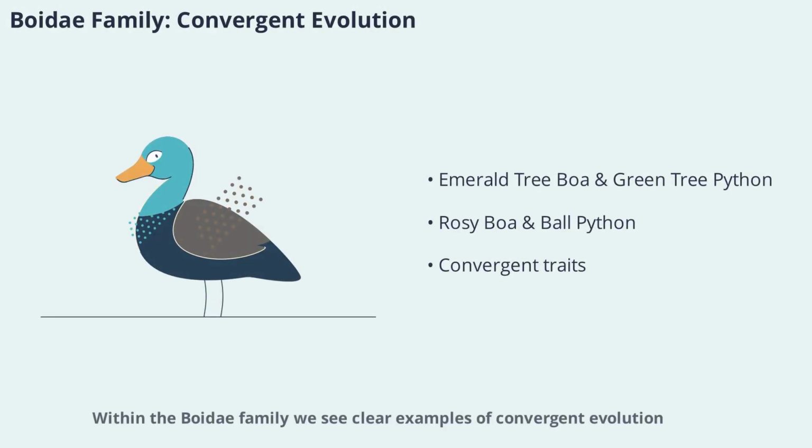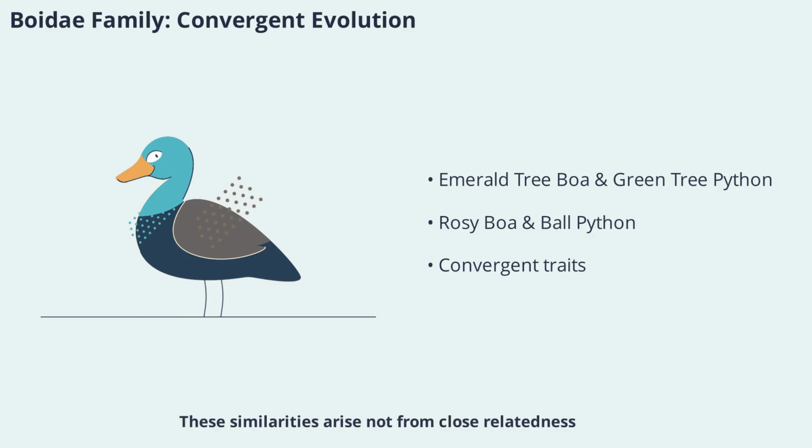Within the Boidae family, we see clear examples of convergent evolution. The emerald tree boa and green tree python, though from different continents, share similar green coloration and arboreal habits. Likewise, the rosy boa and ball python, both ground dwellers, exhibit brown coloration and similar body shapes. These similarities arise not from close relatedness, but from adaptation to similar environments, illustrating the power of natural selection.